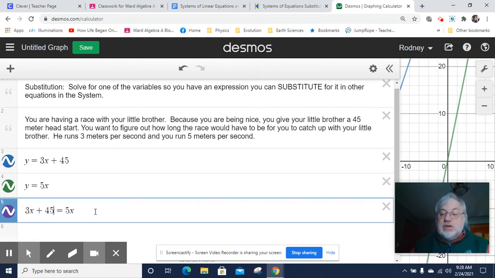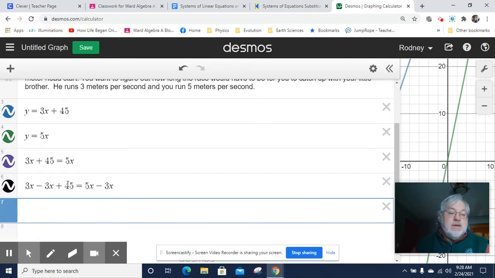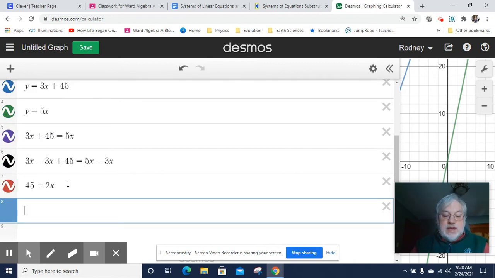One variable means you can solve for the variable. So let's solve for that variable. We want to get the variables on one side. Probably the easiest thing to do is subtract 3x from both sides. So I'll say 3x minus 3x on this side and 5x minus 3x. I'll simplify that: 3x minus 3x over here goes away, ending up with just 45 over there. And 5x minus 3x is going to end up being 2x.